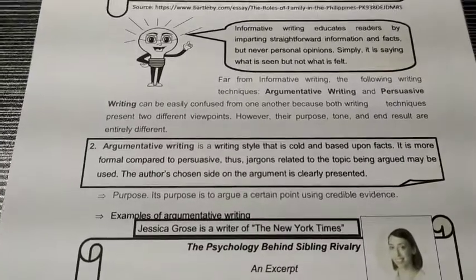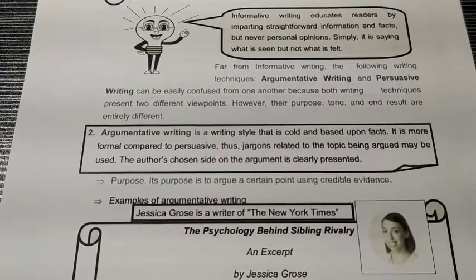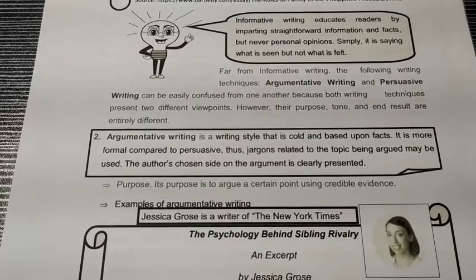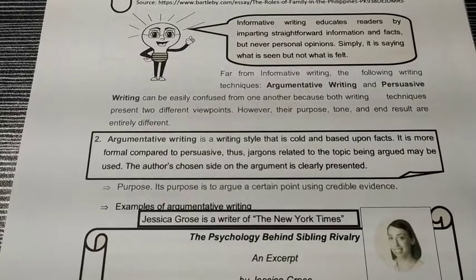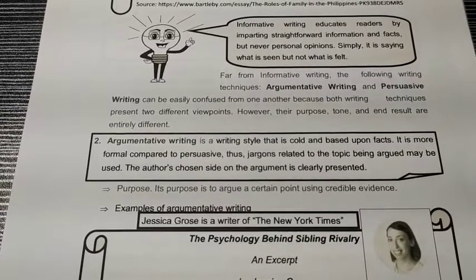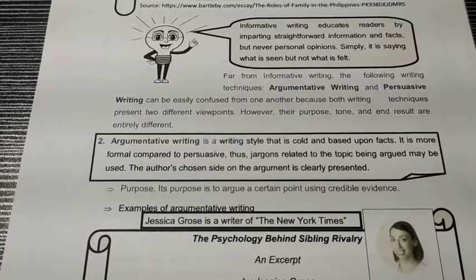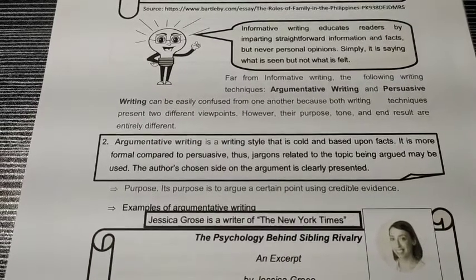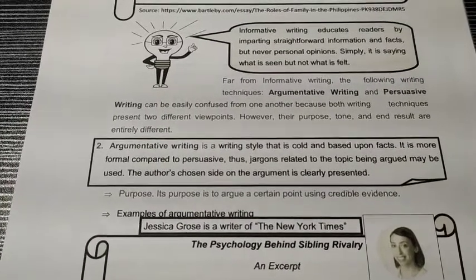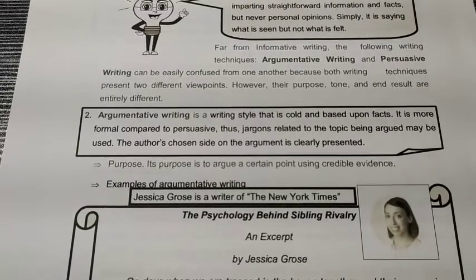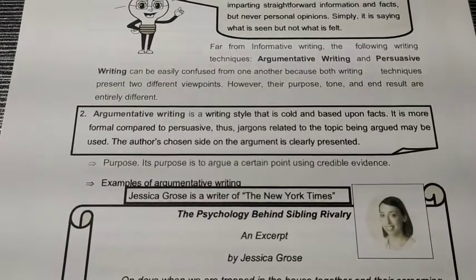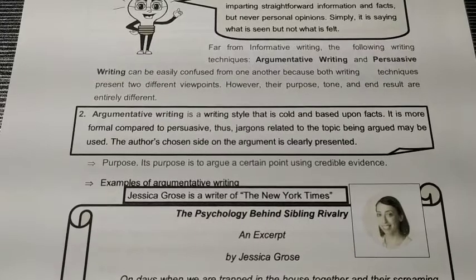So from the informative writing, the following writing techniques: argumentative and persuasive. So it's under informative writing, because still in persuasive and in argumentative there should be the evidences which should be factual and credible. So argumentative essay or writing is based upon facts. It's more formal compared to persuasive.